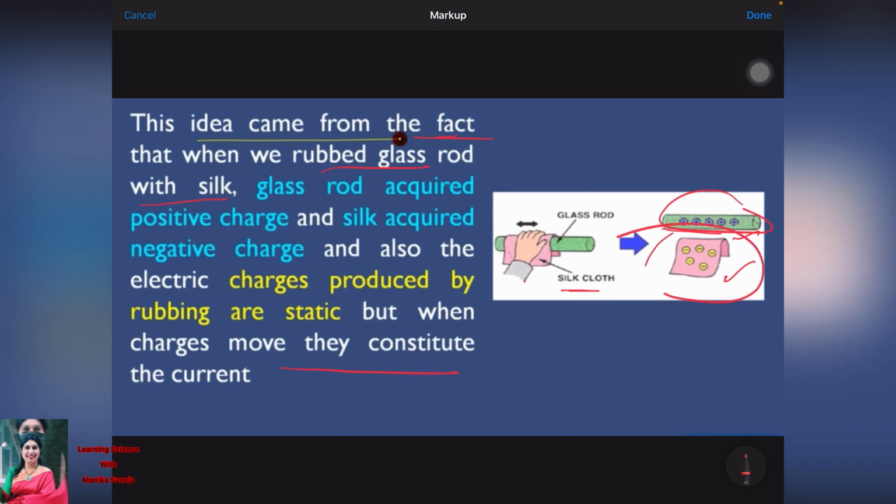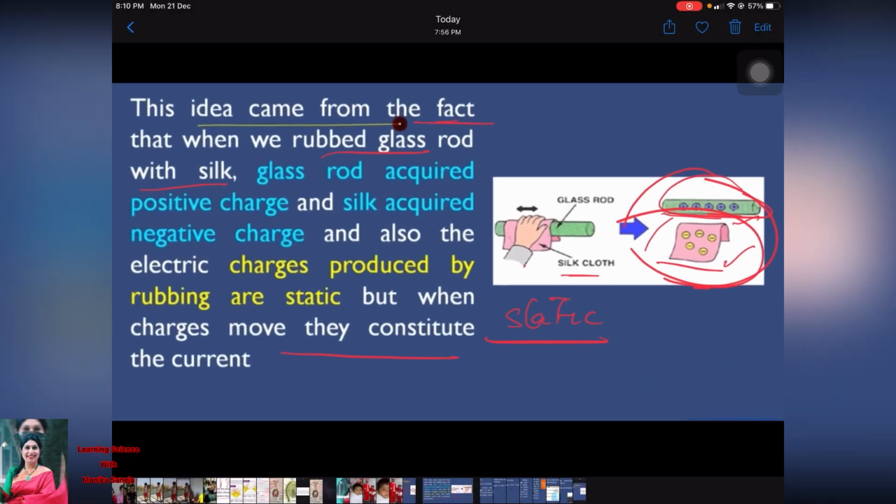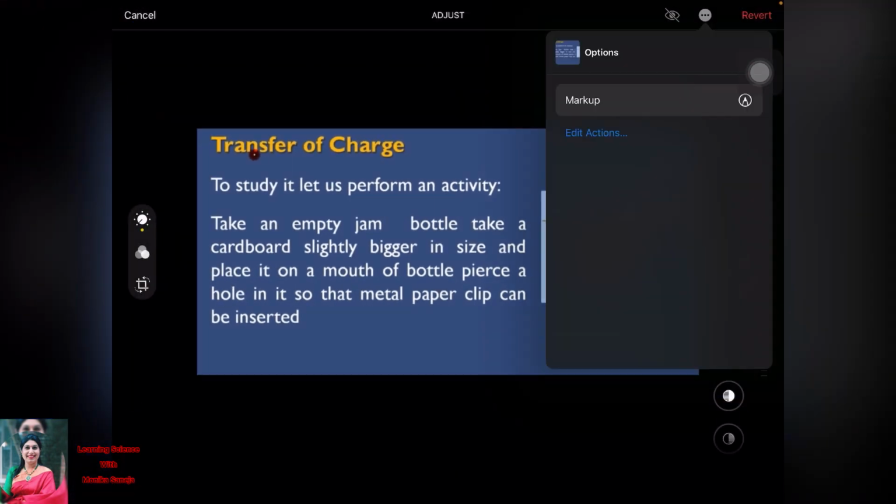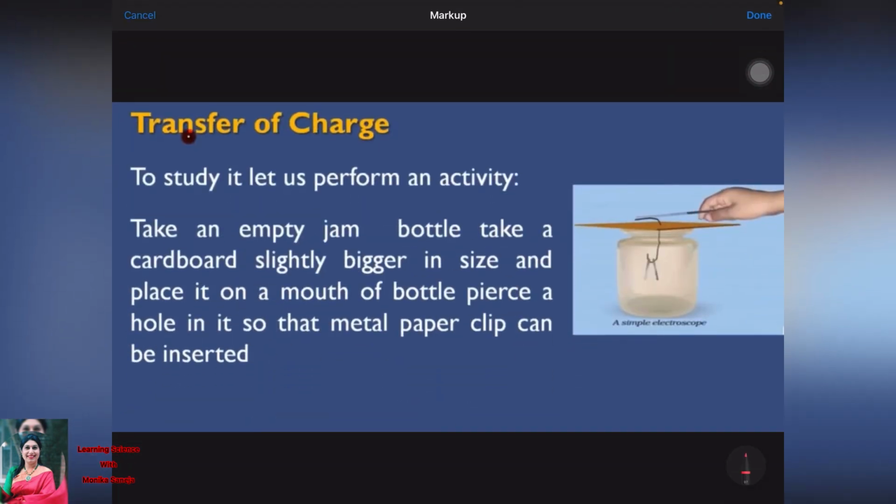Also, the electric charge produced by them is the static electric charge, because the charge remains on the bodies, on the glass rod as well as on the silk cloth. But when this charge moves, we have already discussed, it is called the current. The charge present on the body is called the static charge, and when it moves, it is called the current.